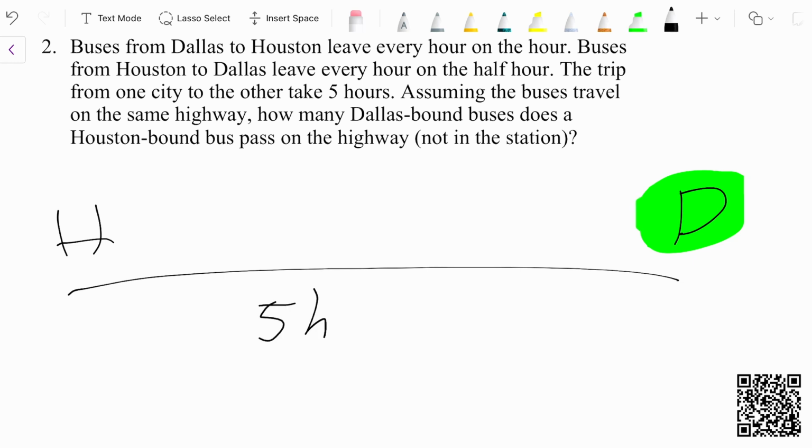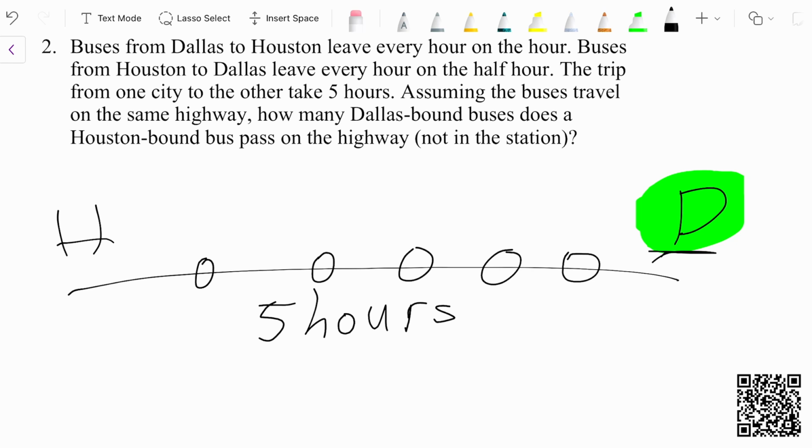So since the journey itself takes 5 hours, we have to think of it like this, okay? Before the Houston-bound bus takes off, since the Dallas-bound buses are on loop, they're not going to wait for the Houston-bound bus to leave, because there's already going to be Dallas-bound buses on the road before the Houston-bound bus takes off. So since they're leaving every hour on the half hour, that means that there's already going to be 5 buses on the road.